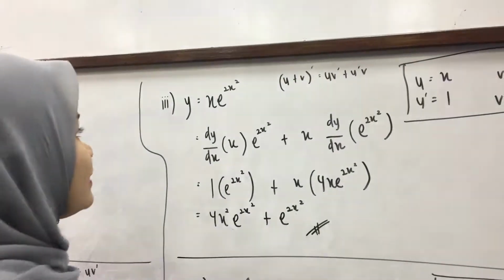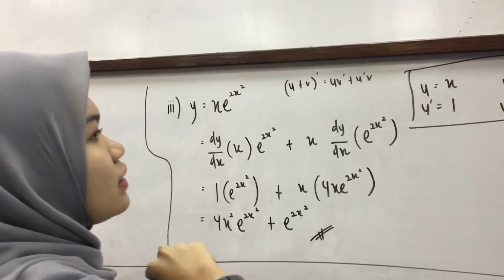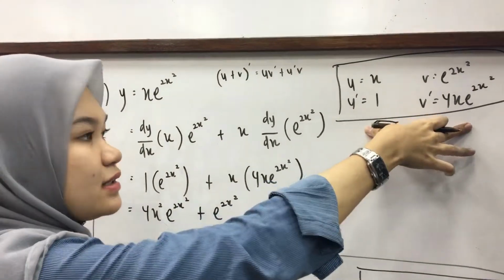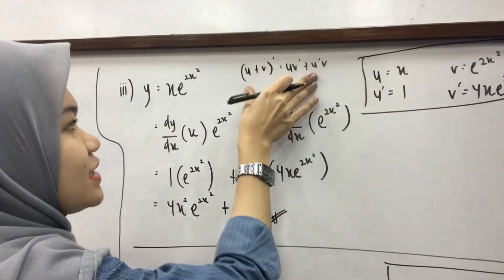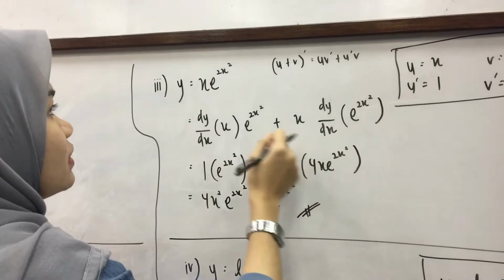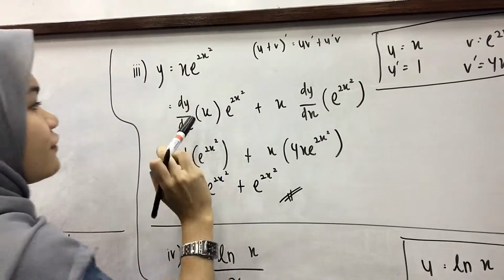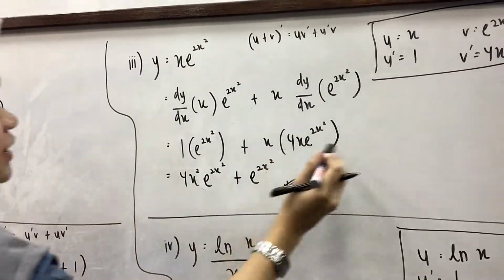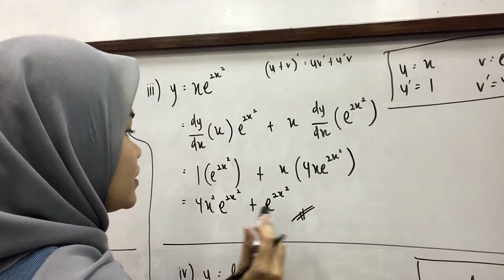For the next question, y equals x e to the power of 2x squared. Like usual, I write this out first so that it will not confuse me, and then I substitute into the product rule formula, and then I get this. I derive u and after deriving x I get 1, and I write this back. I just copy x back, and this is my v prime, and after calculating I get 4x squared e to the power of 2x squared plus e to the power of 2x squared.